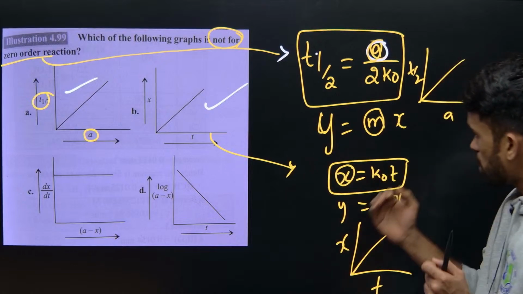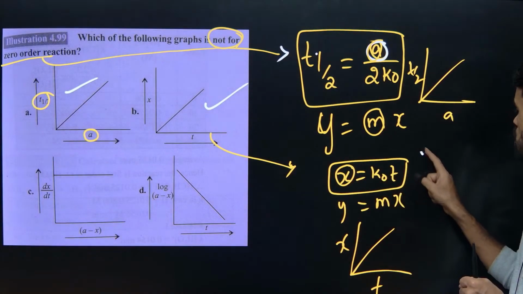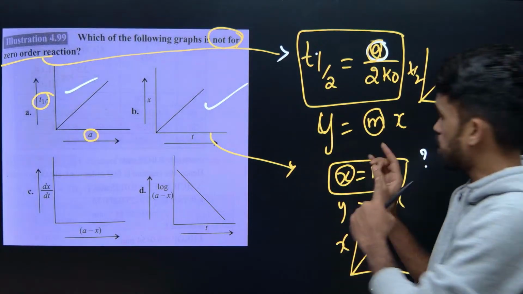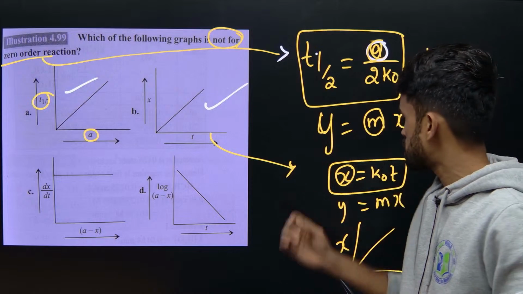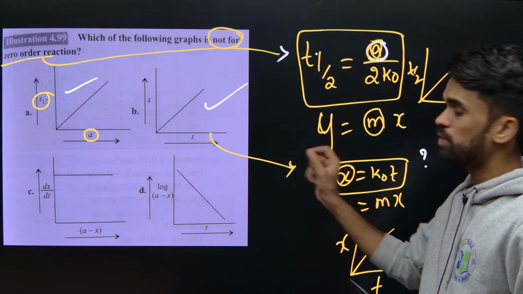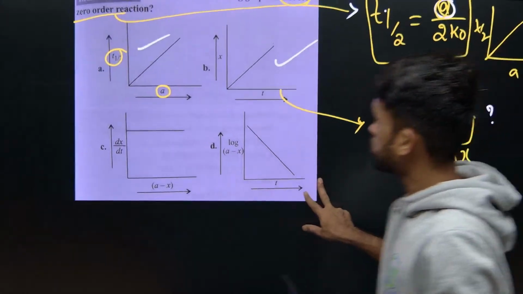Okay, so if you do not know why x equals K0 t, just watch session 1 of this chemical kinetics playlist, in this channel itself. I have discussed its integral equation, differential equation, everything. Okay. Next, look at this question.